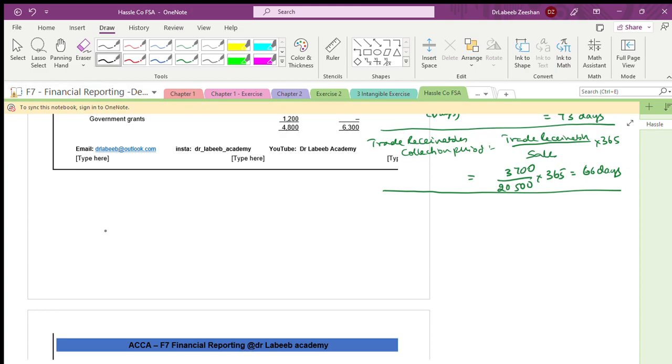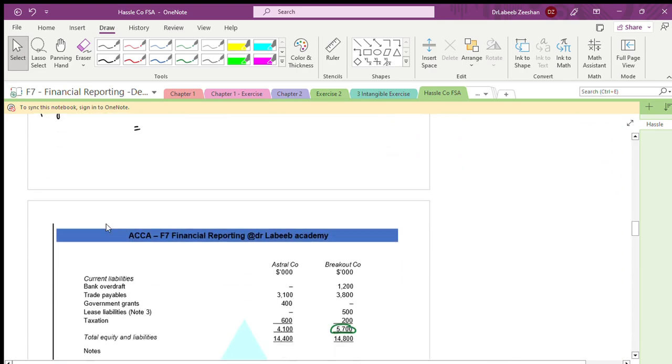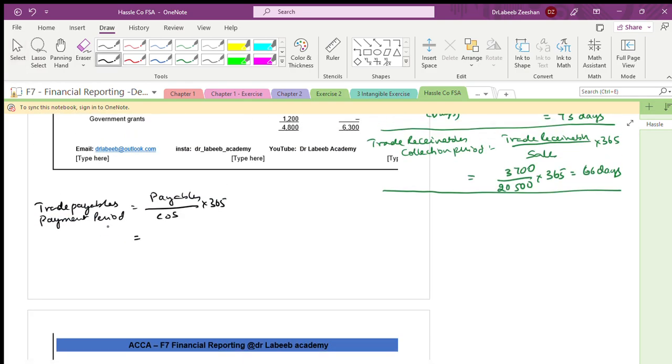Next, trade payables payment period. Period means automatically you have to take into days. Payables divided by cost of sales times 365. Payables is 3,800. Cost of sales is 18,000 into 365. 3,800 divided by that comes to 77 days. Okay, fine.